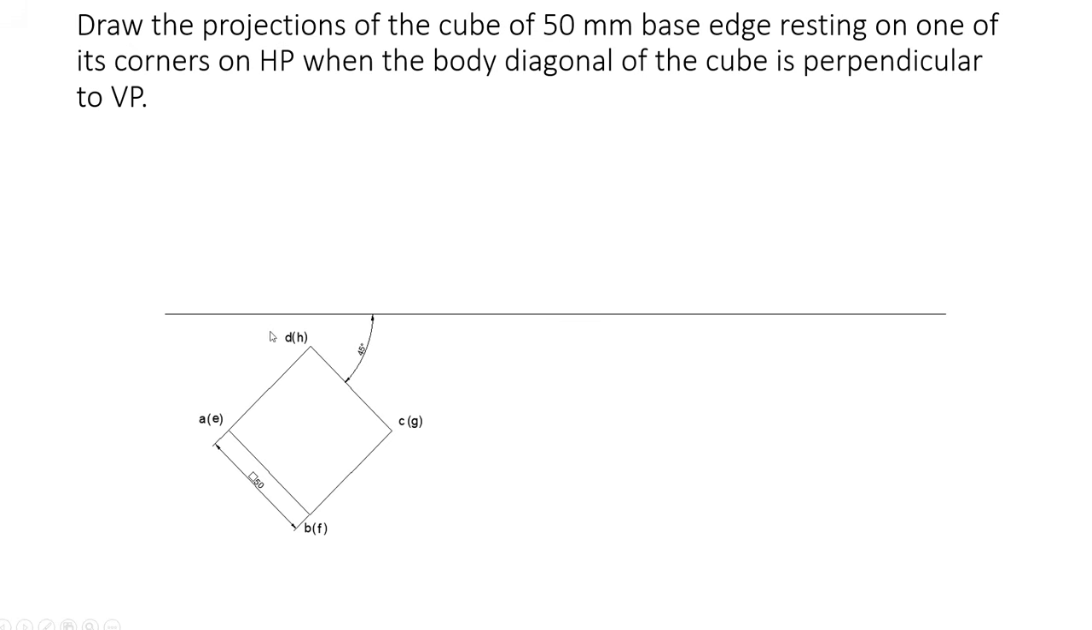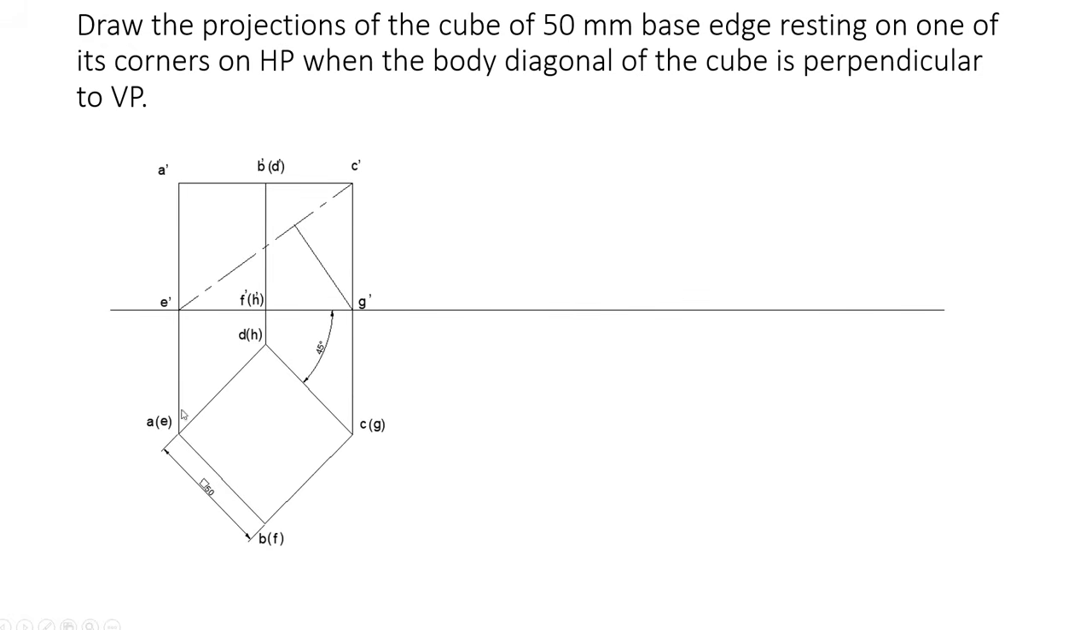Name the square as A, B, C, D, E, F, G, H. A, B, C, D are the points on the top face of the cube, whereas E, F, G, H are the corners on the base of the cube, bottom side. Those points are invisible, so they are shown inside the bracket. Now from all these four points you draw projection lines like this. Since it's a cube, the height of the cube will be the edge length. From here you mark 50 mm like this, and connect all those lines like this.